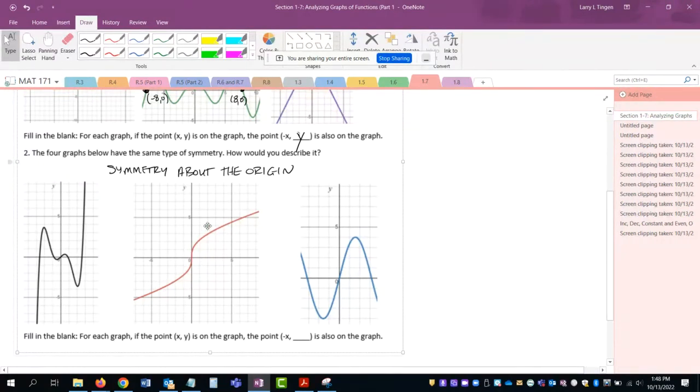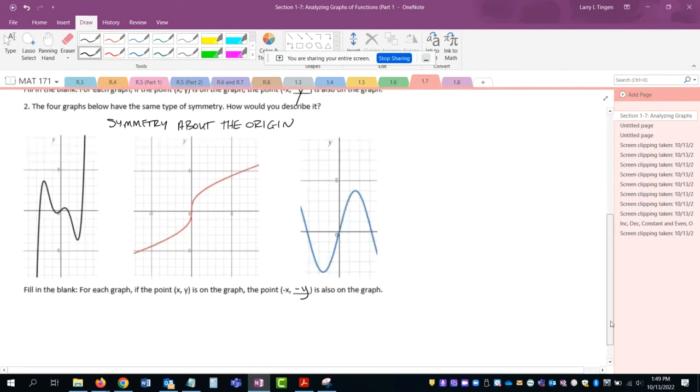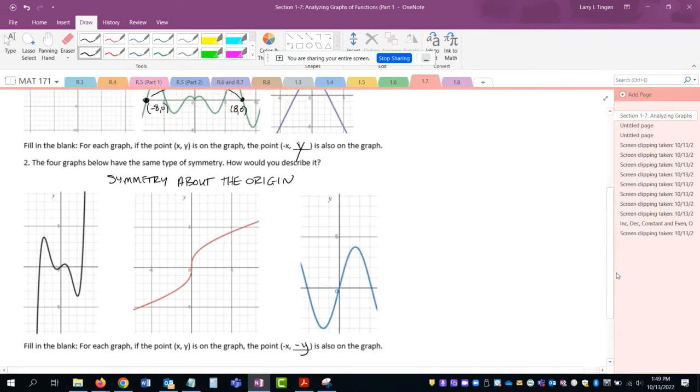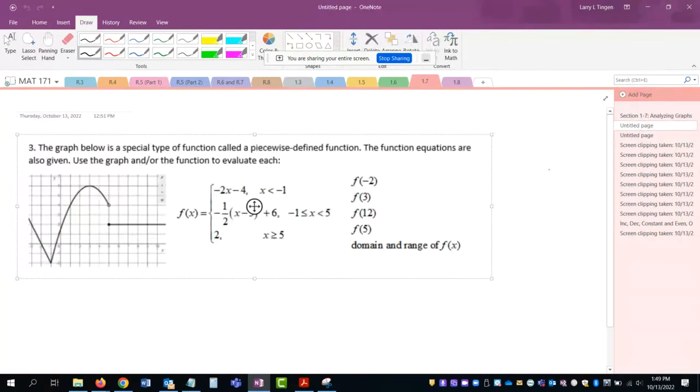In order for that to work, if I have points up here in the positive x, y, I've got to have points down here in this quadrant. How are they different? This is positive x, y, this is negative x, negative y. So if I have a point x, y, I also have the point negative x, negative y. Okay? So that's the idea. It's going to make sense after we do some problems.